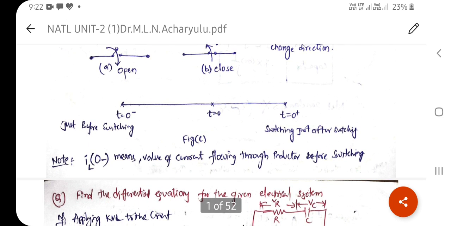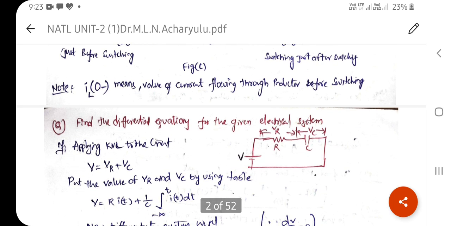So now you take, for example, IL, which is the current through the inductor coil. When you take IL of 0 minus, it means the value of the current flowing through the inductor before switching. If it is IL of 0 plus, this is the current passing through the inductor coil just after switching. So this is the difference between them.